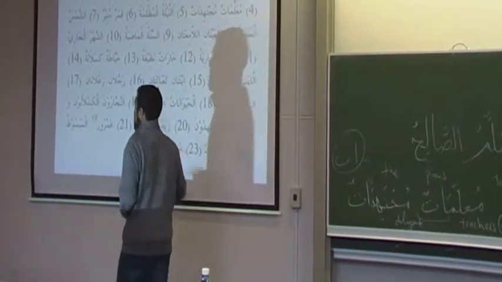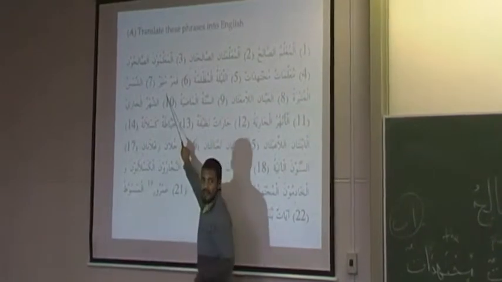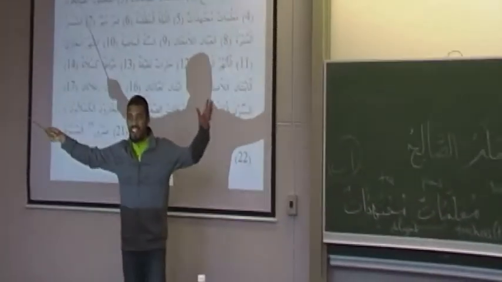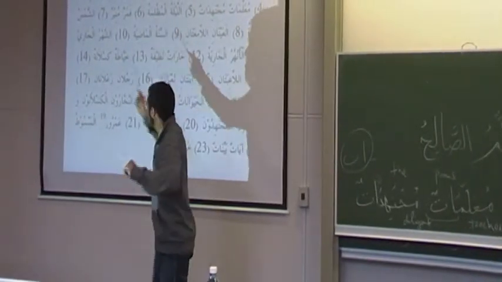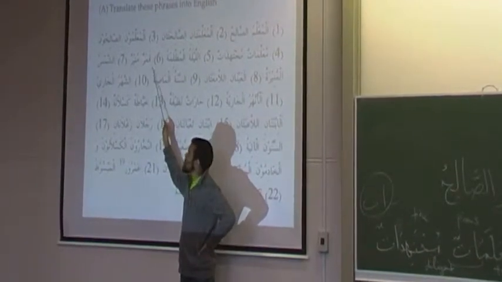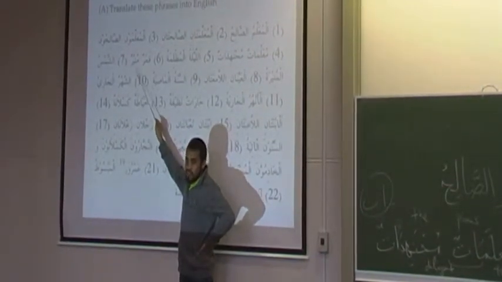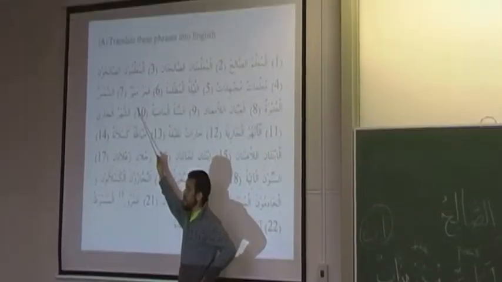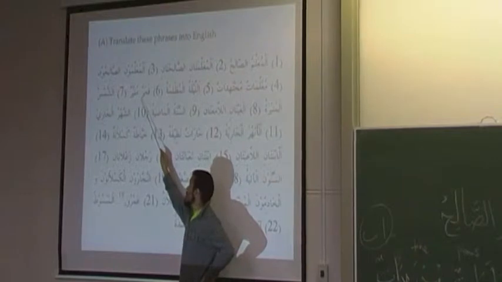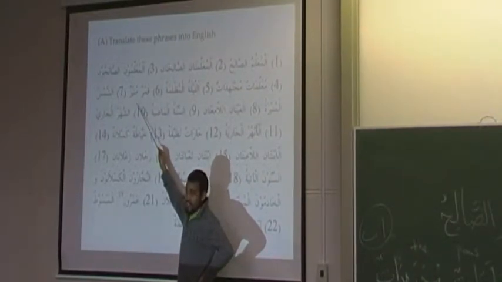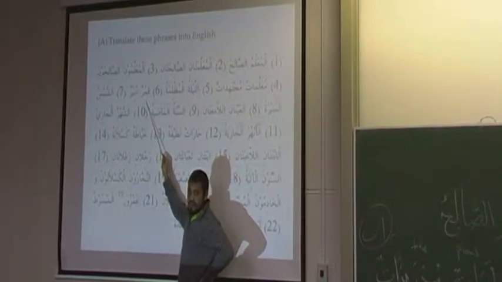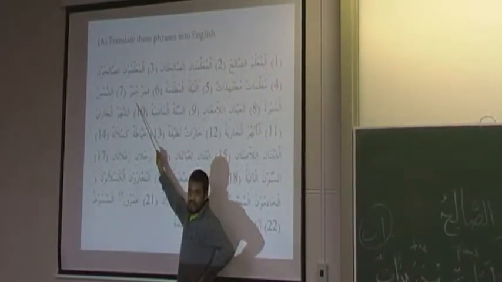Qamarun is a moon, right? What is munir? Bright, or illuminated. Now let's check. Is this definite or indefinite? Indefinite. Then this must also be indefinite. Are they both indefinite? Yes, so they agree. Is this masculine? Yes. Is this masculine? Yes. So we both have masculine. Is this singular? Yes. Is this singular? Yes.